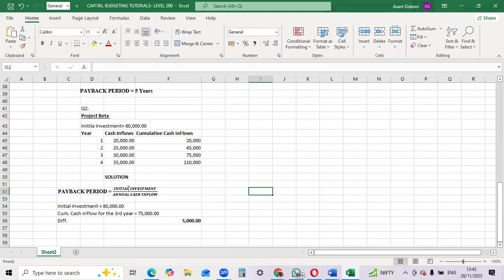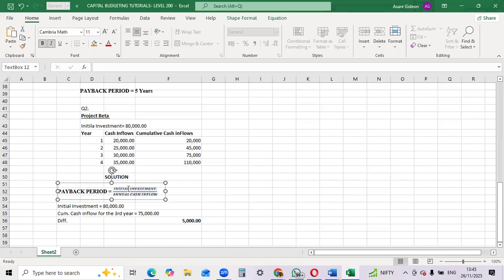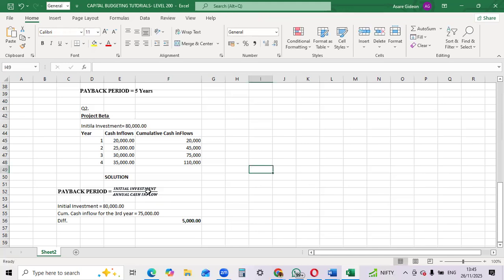So the 5,000 is basically what? What is left out of the initial investment? Are you getting the point? Okay, so that is what we are going to look at.